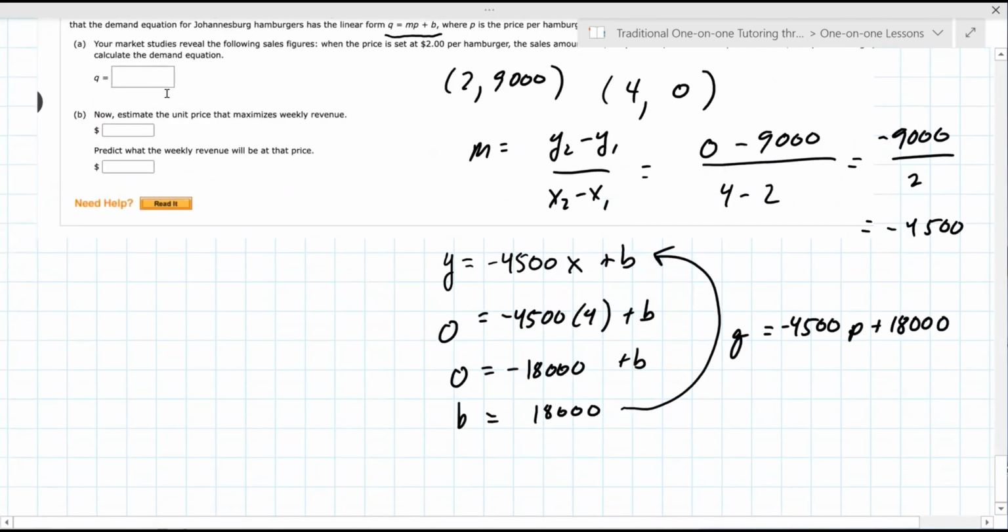That's your part A. So if you do everything I just said, but you do it in terms of X and Y, it'll mark it wrong. It's got to be in terms of P and Q.